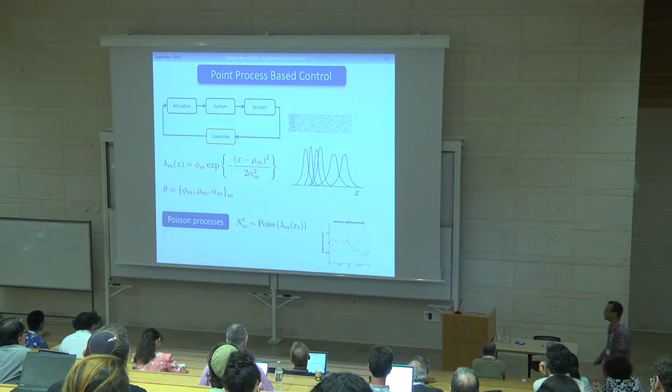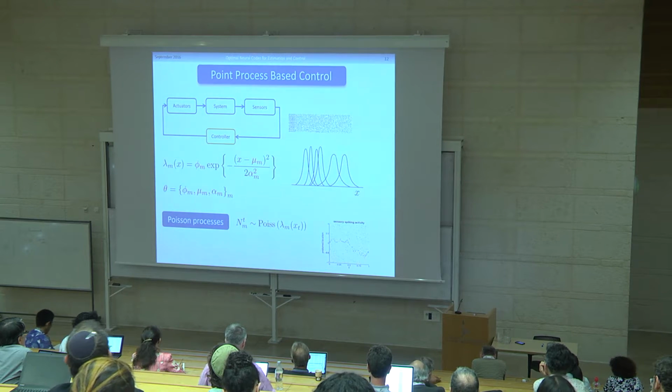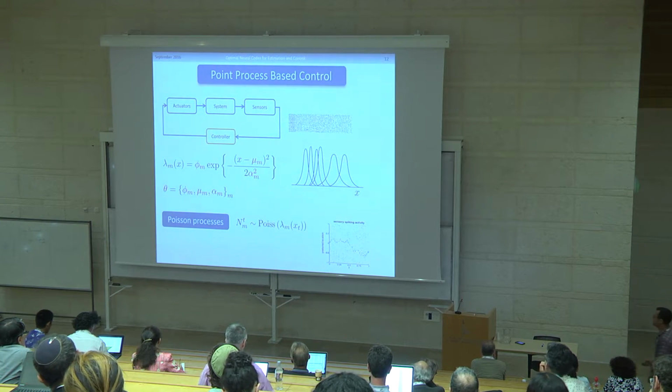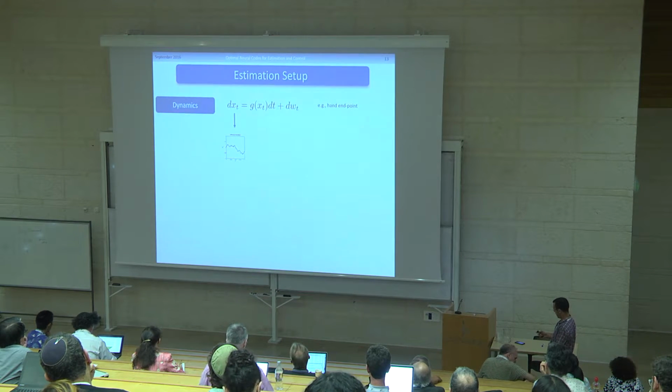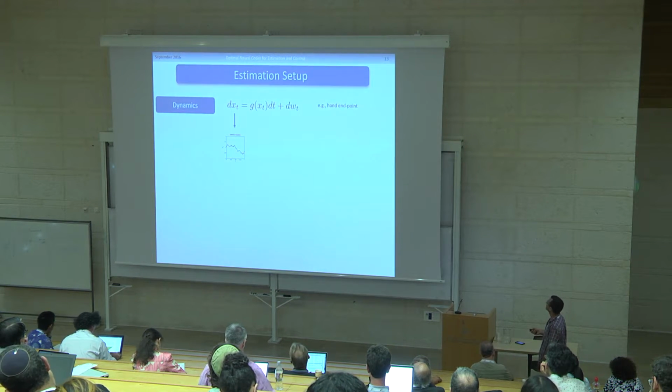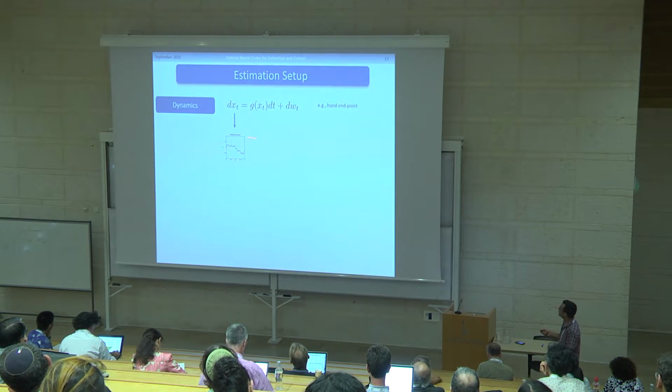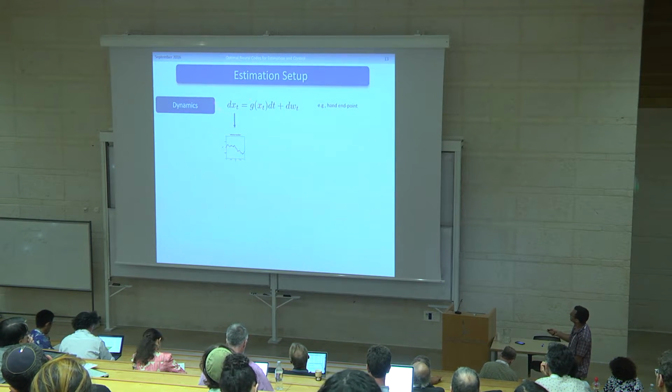And this is a very common modeling assumption in the sensory field. So let's look at the estimation setup. What is the estimation setup? The estimation setup is the one where we have some kind of dynamic variable.